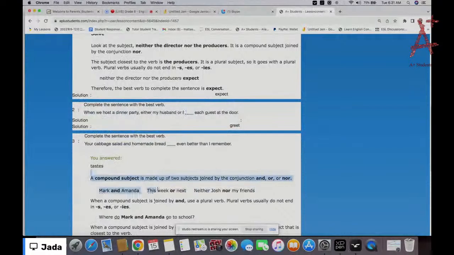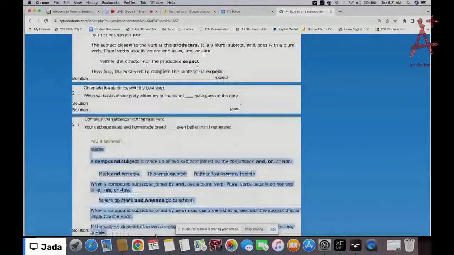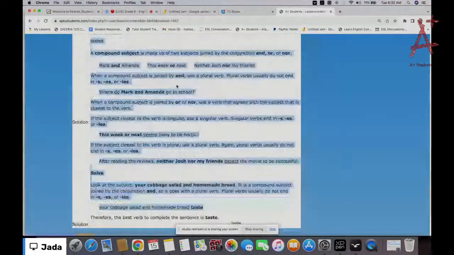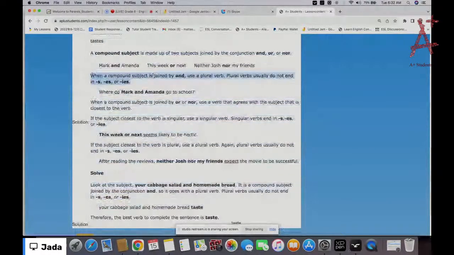Your cabbage salad and homemade bread dash even better than I remember. Homemade bread, and there's an and here. So what did we say about and? When we have and, we take it that it is a plural subject, right? That is what it says up here: when a compound subject is joined by and, use a plural verb.